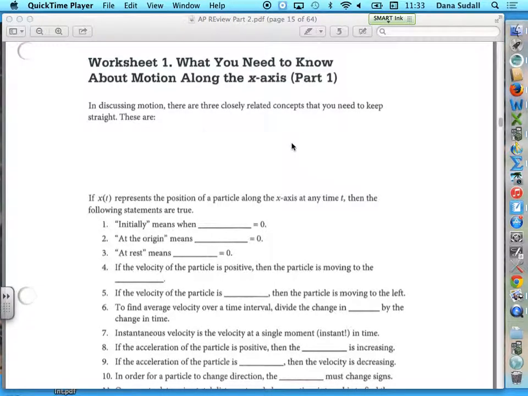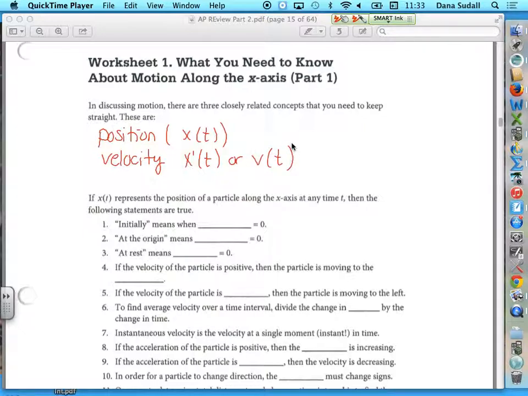Right, so the solutions for this worksheet 1 on particle motion. The first part here is talking about the terms that you need to know. Position function, that's just your x of t, your starting point. You have velocity. Remember, that's the derivative of the position function, or it's also called v of t. That's how fast the position is changing in terms of time, and there's direction involved with that.